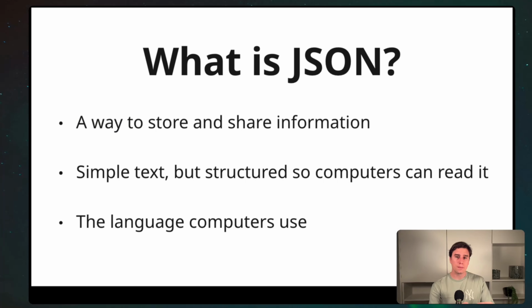Let's start describing what JSON is. JSON stands for JavaScript Object Notation, and you can think about it as a way to store and share information. When you look at it, it looks like simple text. However, it's structured text, meaning that you will notice later in the slides that there is a certain hierarchy that we want to respect in order for the computer to understand this type of language. If it's easier to understand, think about JSON as the English for computers. It's simply the way in which two computers can share information and communicate with one another.